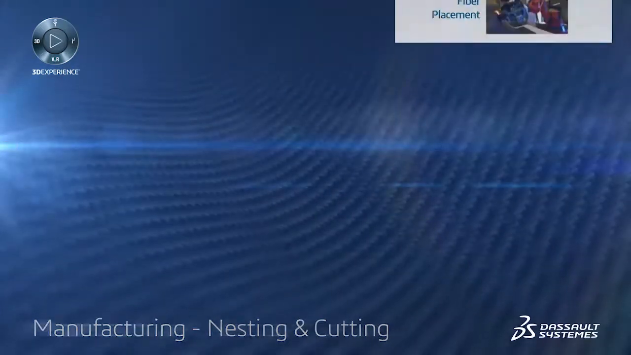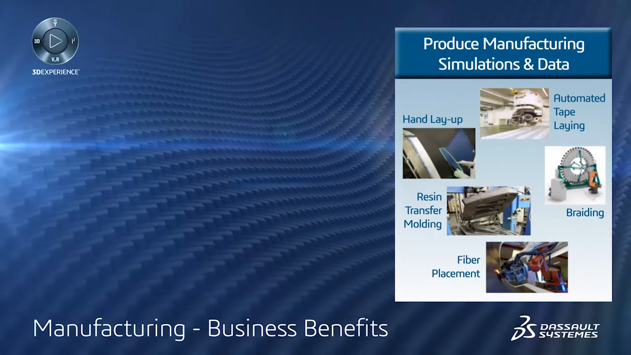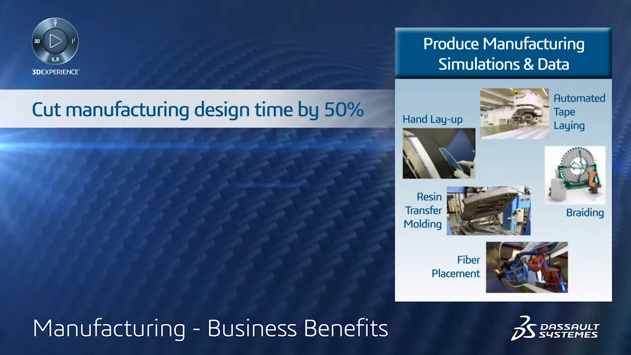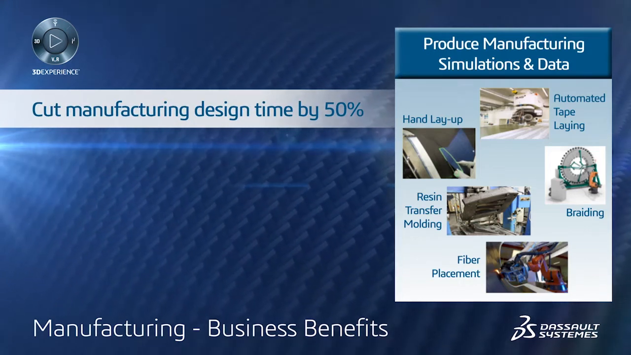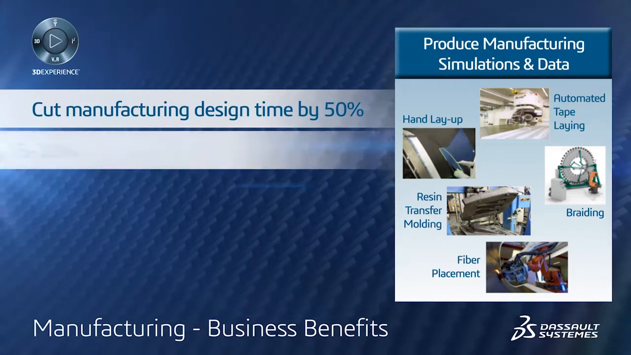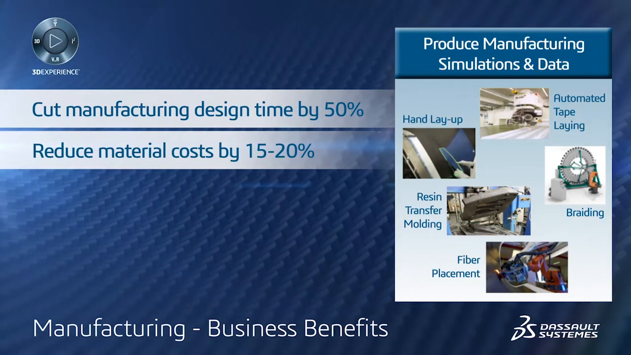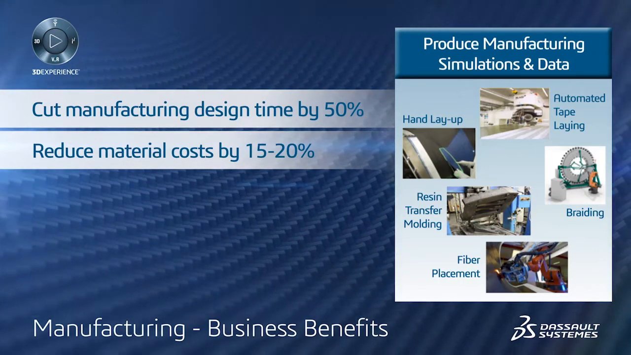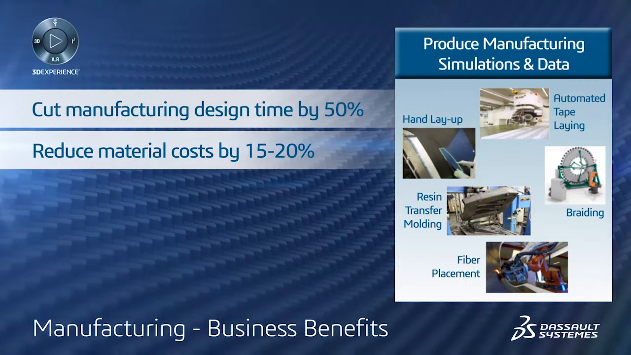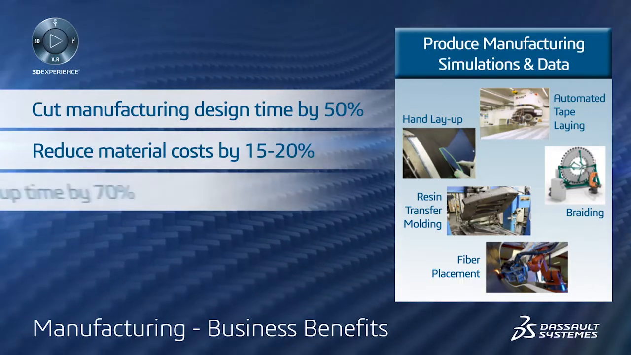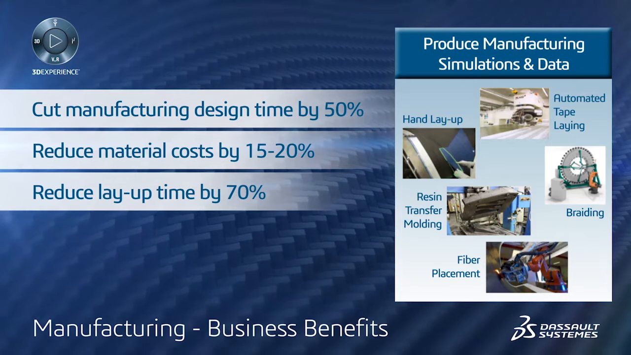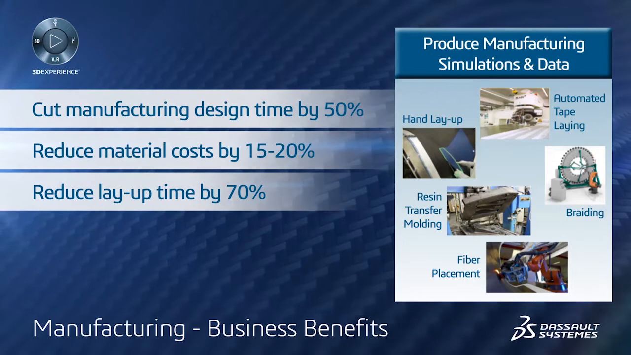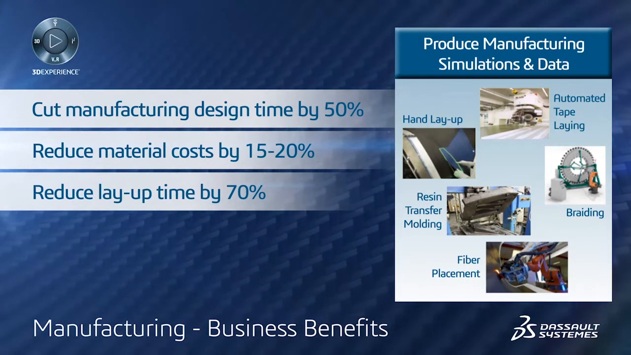All of these manufacturing preparation capabilities drive significant benefits. The early incorporation of the manufacturing constraints helps to cut manufacturing design time by up to 50%. Reliable producibility analysis, flat patterns generation, and nesting significantly reduces material waste to reduce material costs by 15 to 20%. The virtual simulation and optimization of manufacturing procedures can reduce layup time by 70% while avoiding the high costs associated with shop floor trial and error or scrapping faulty parts.